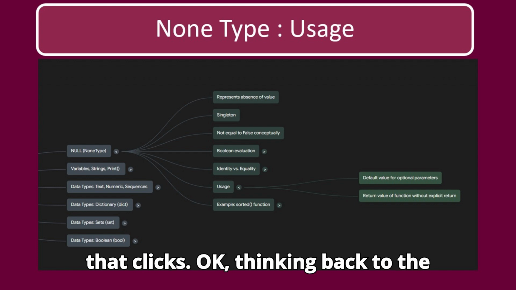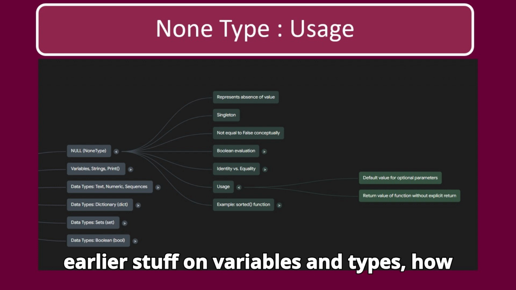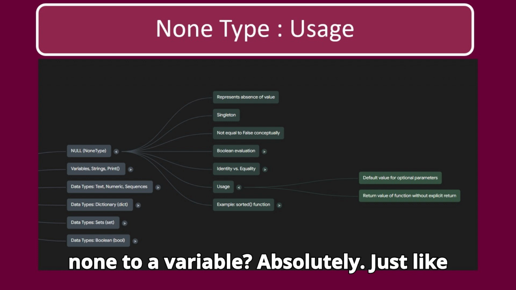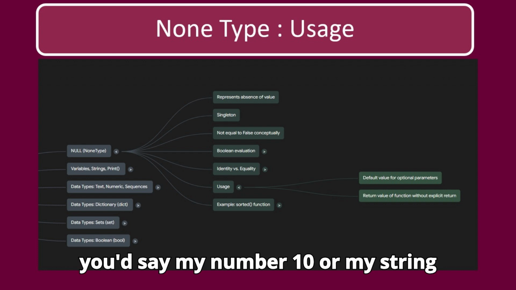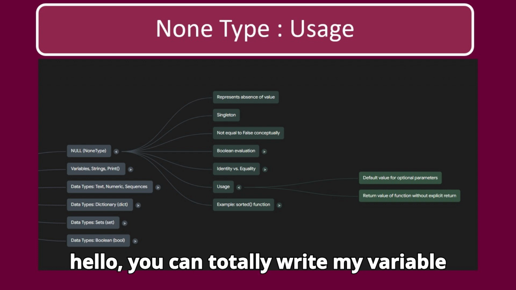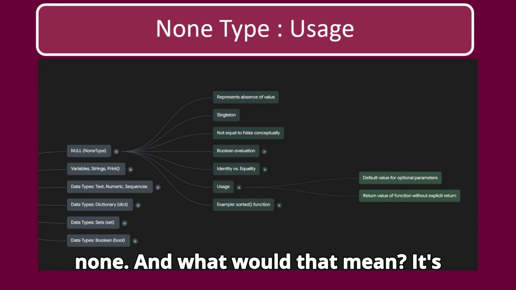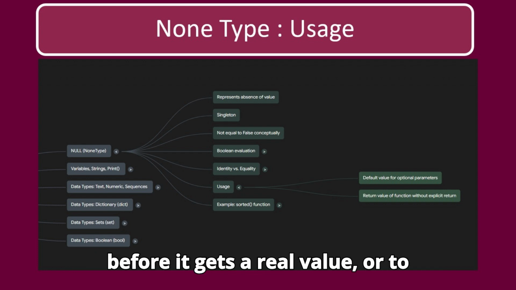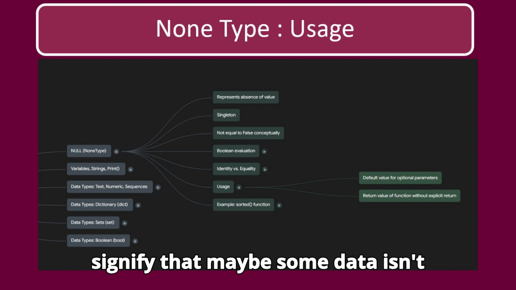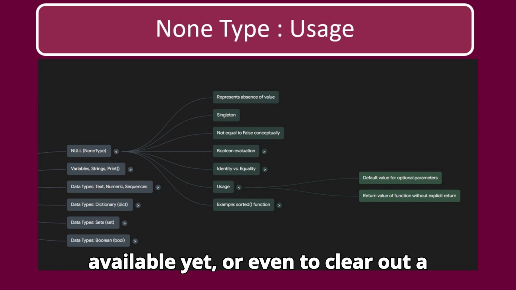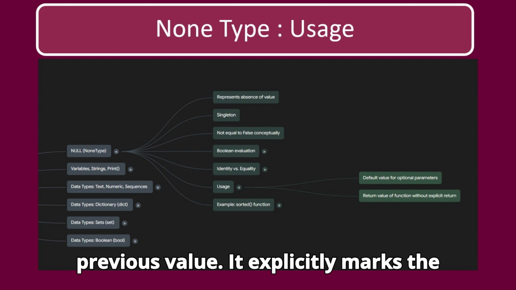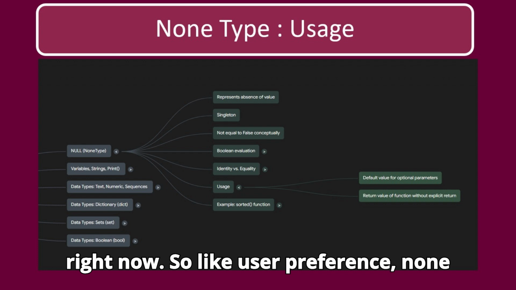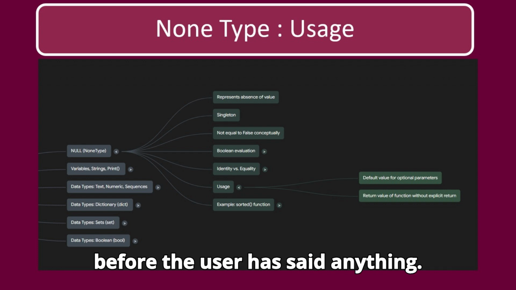That clicks. Okay, thinking back to the earlier stuff on variables and types, how does None fit in there? Can I just assign None to a variable? Absolutely. Just like you'd say my_number = 10 or my_string = 'hello', you can totally write my_variable = None. And what would that mean? It's often used to initialize a variable before it gets a real value, or to signify that maybe some data isn't available yet, or even to clear out a previous value. It explicitly marks the variable as holding nothing meaningful right now. So, like user_preference = None before the user has set anything.